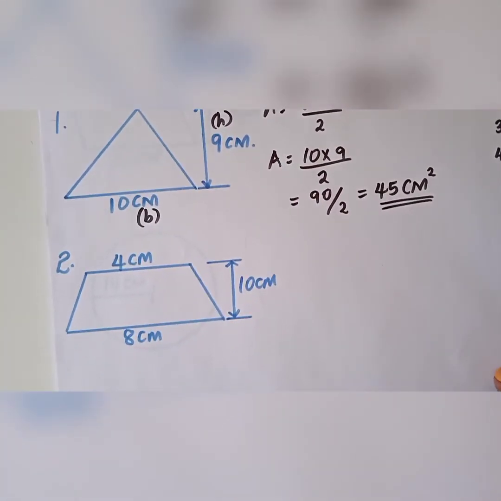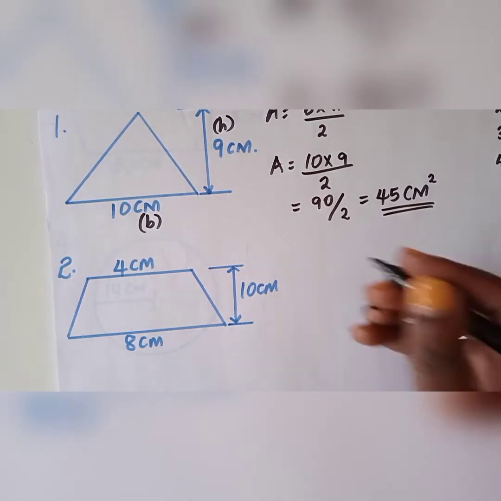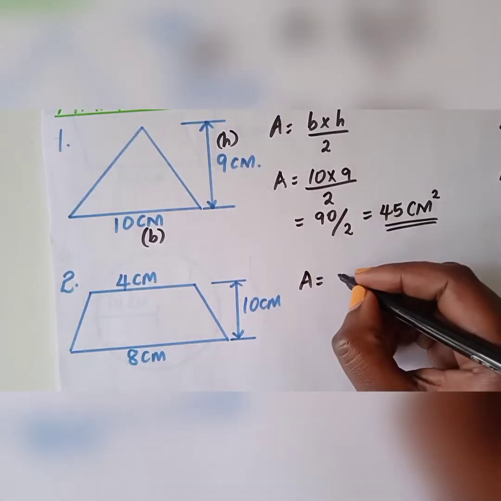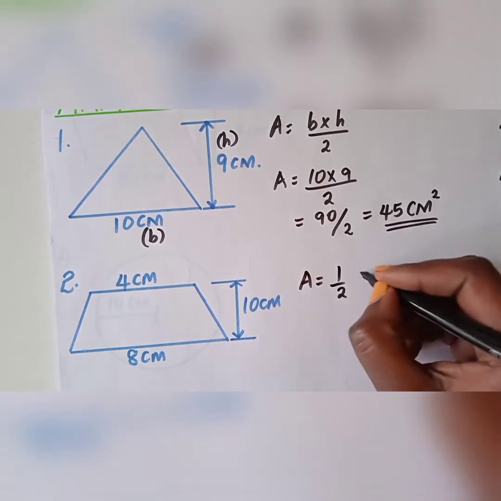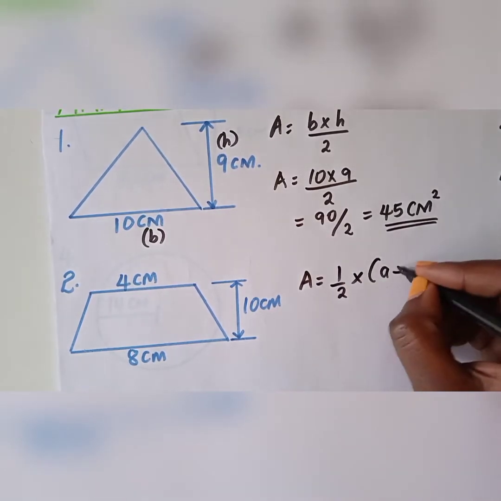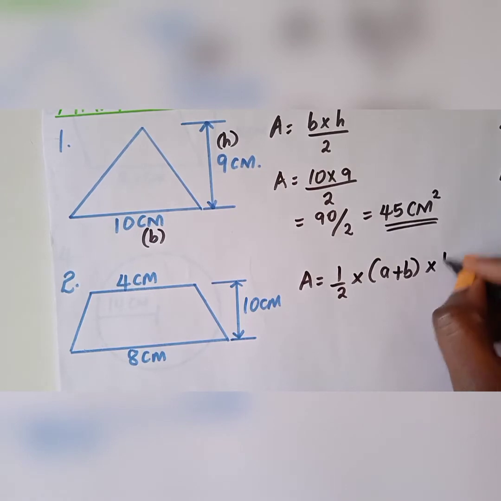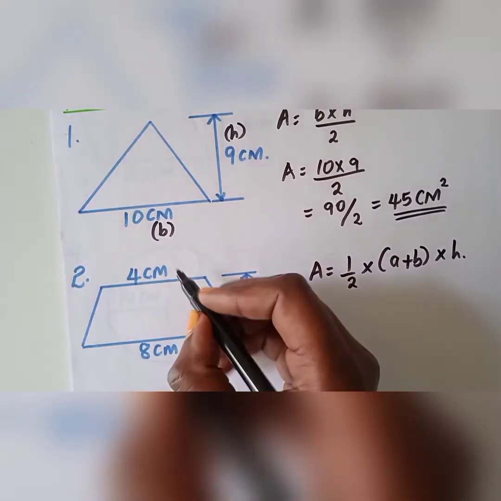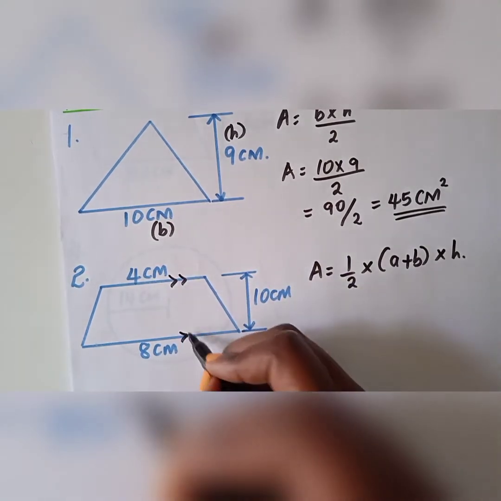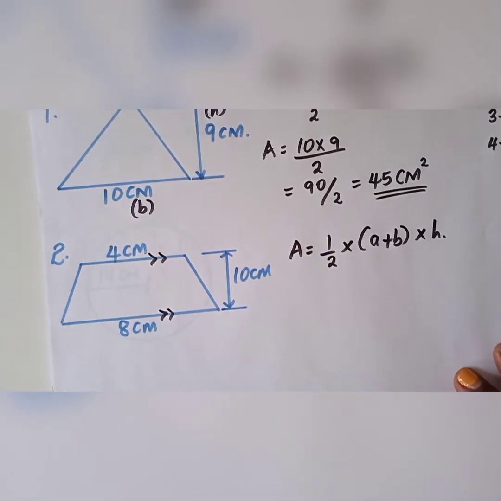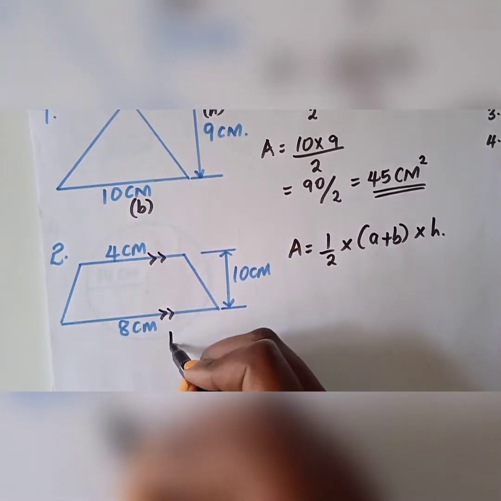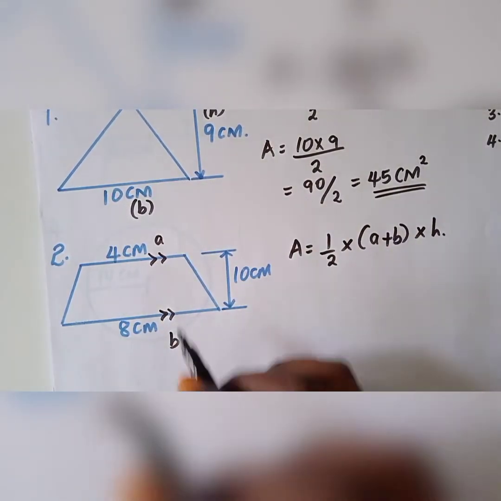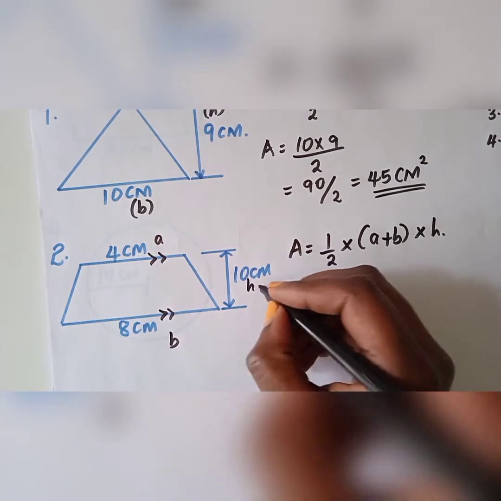Number 2, now we have a trapezium, and the formula for trapezium equals a half times A plus B times height. So A plus B are the 2 parallel lines, so this one and that one. Now this one we can label as A, and this one will be B, and that one is A, and this is our height.